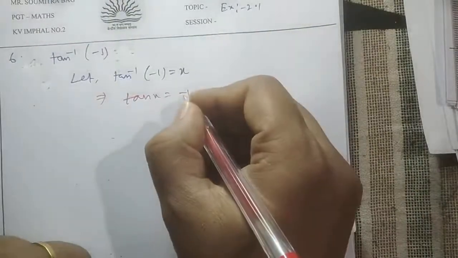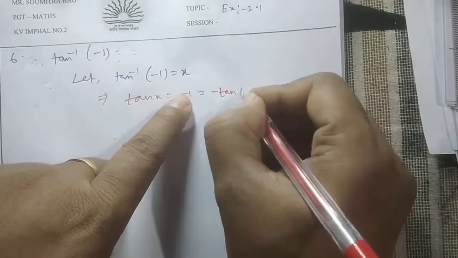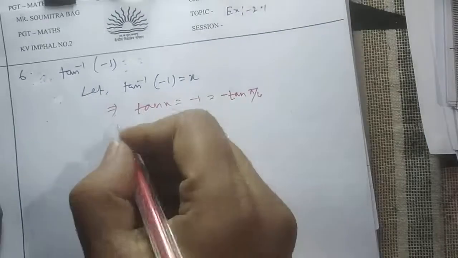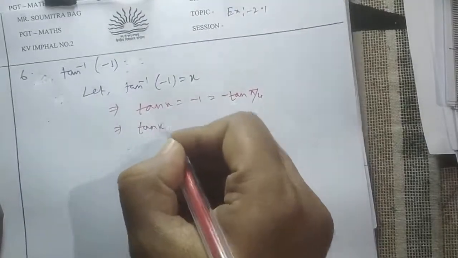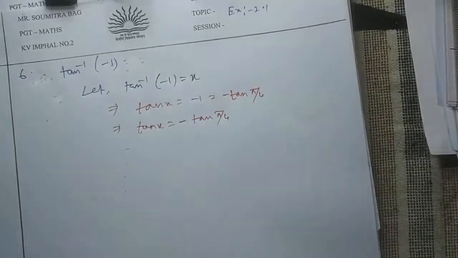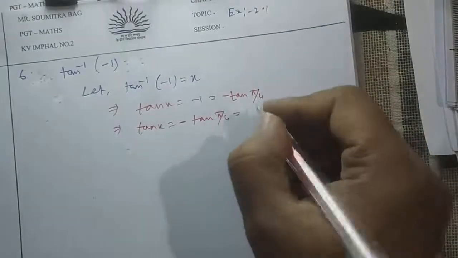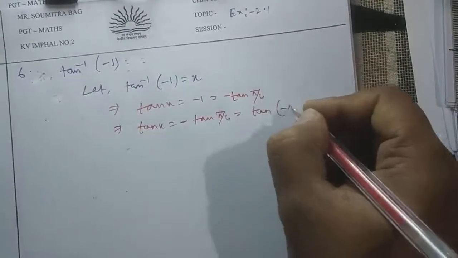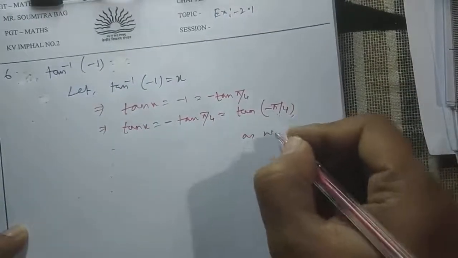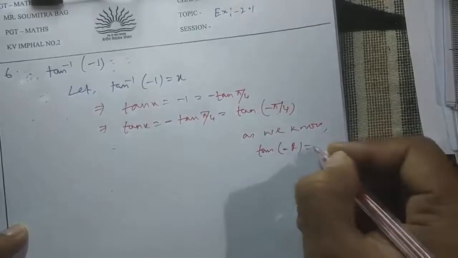Now write down minus as it is, and this 1 can be written as tan π/4, because tan π/4 is 1. So finally we have got tan x equal to minus tan π/4. Correct? This minus tan π/4 can be managed as tan of minus π/4, because we know tan of minus θ equals minus tan θ. Correct?